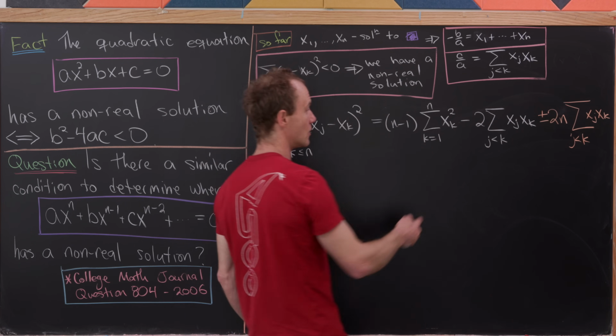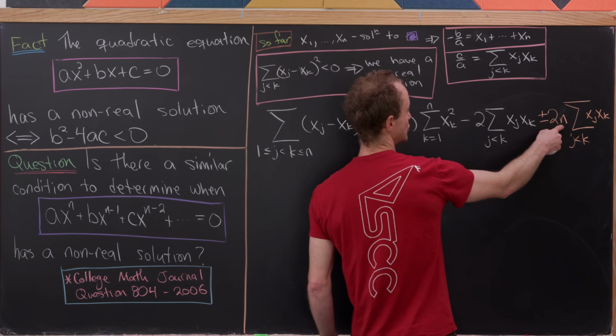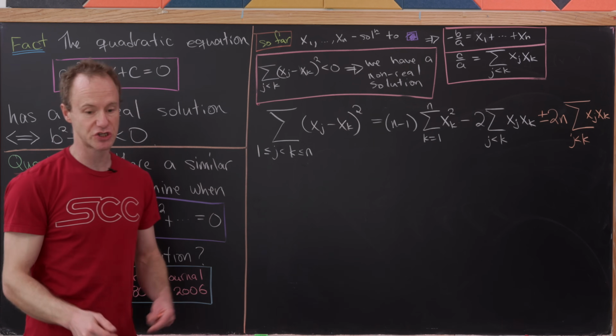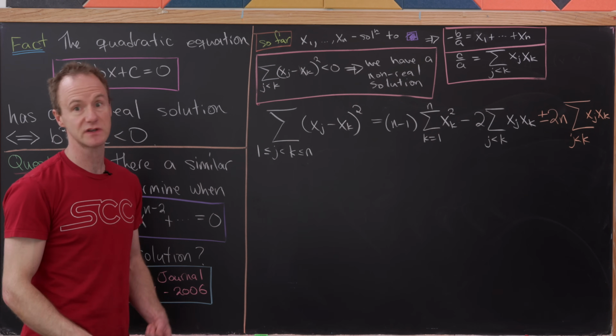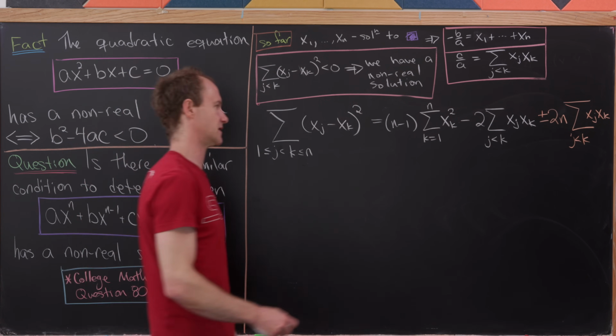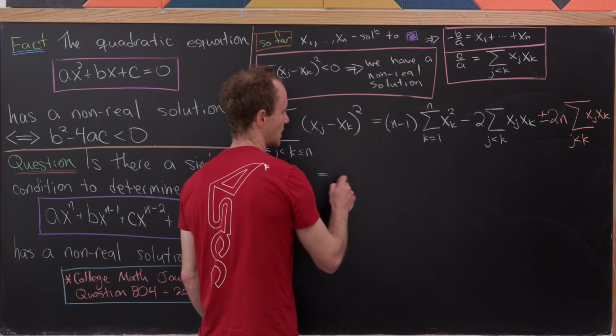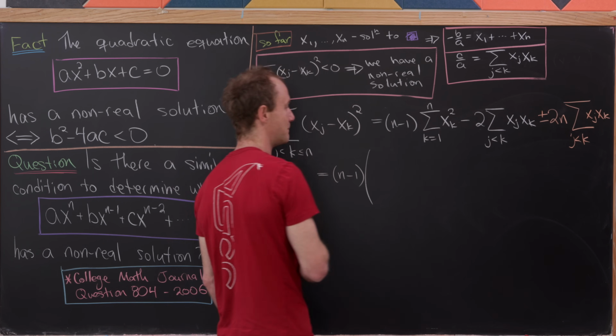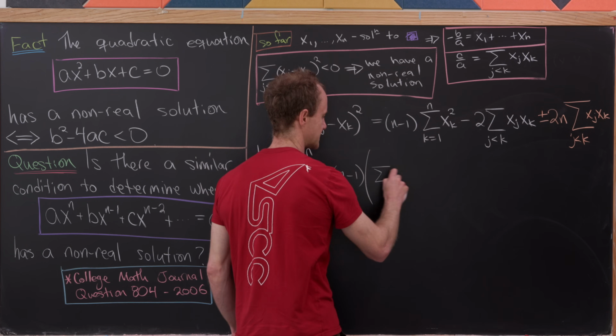Well, that's so that we can have a 2n minus 2 times this sum. Factor a 2 out of that, and we have a 2 times n minus 1 of that sum. Okay, so let's see what we have now. So now we'll have n minus 1, and then we've got a bunch of stuff multiplied by n minus 1.